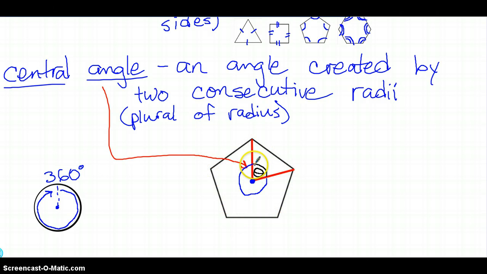How many central angles do you think this is going to have? All right, good. So hopefully you said that this is going to have 5 equal or congruent central angles. Okay? So 5 central angles here.